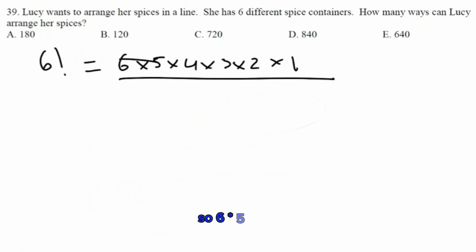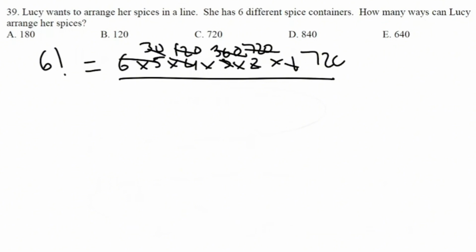To solve this, all you have to do is solve for this. 6 times 5 is 30. 30 times 4 is 120. 120 times 3 is 360. 360 times 2 is 720. And 720 times 1 is 720. So we're left with 720, and that's your answer.